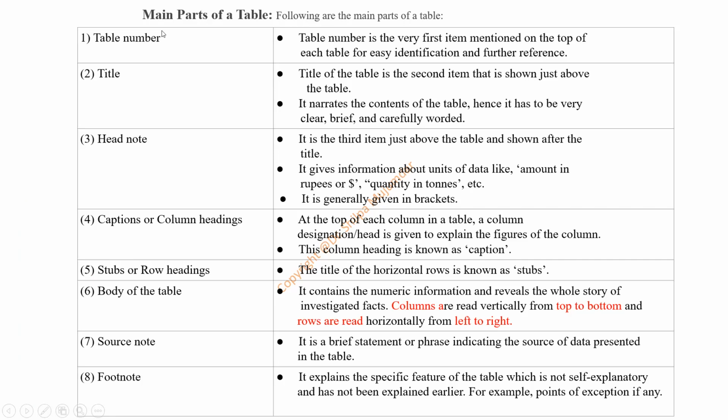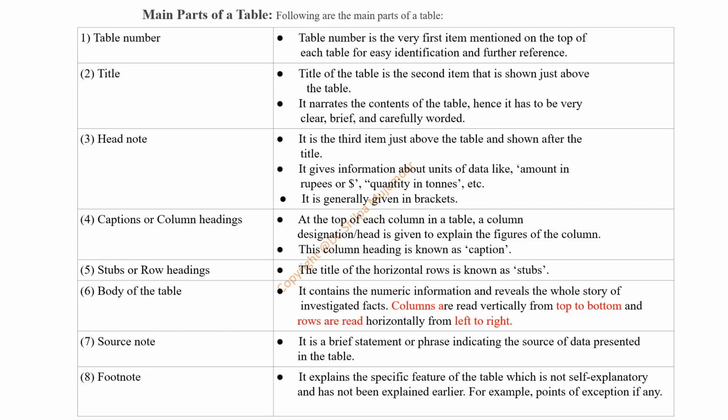Every table must have a title, and with that title you have to give the table number, the way you write a figure number and then the title. Exactly in the same way for a table you have to write Table 1 and title, Table 2 and title, Table 3 and title. So the table number is the very first item which you need to mention on the top of each table for easy identification and further reference.